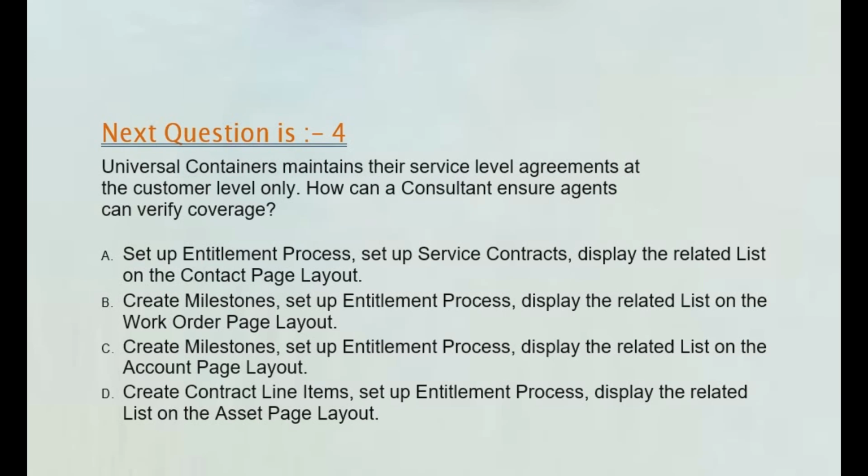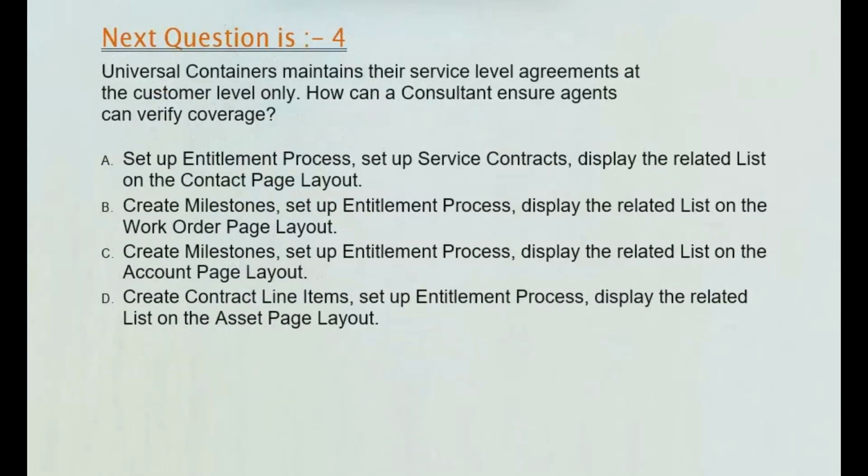Option A. Set up entitlement process, set up service contracts, display the related list on the contact page layout. Option B. Create milestones, set up entitlement process, display the related list on the work order page layout. Option C. Create milestones, set up entitlement process, display the related list on the account page layout. Option D. Create contact line items, set up the entitlement process, display the related list on the asset page layout. Correct answer is option C.